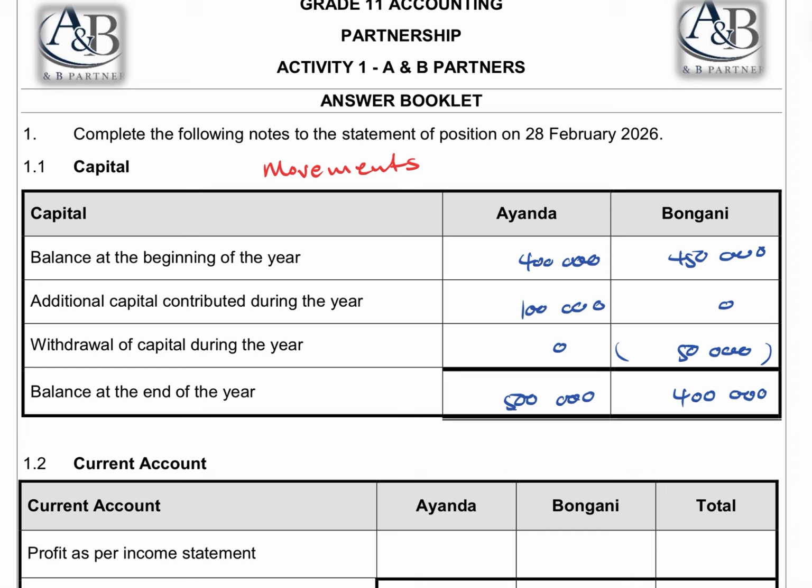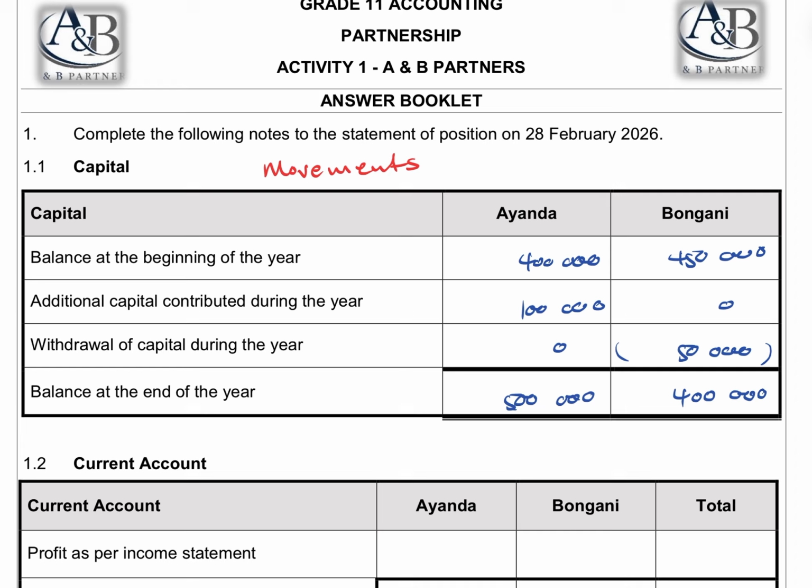So the common mistake that learners often make is to write the trial balance amount as the opening capital. Do not do that. The capital amount in the trial balance is the closing capital if the additional capital and withdrawal of capital have already been recorded. So that means you must always read the additional information carefully.